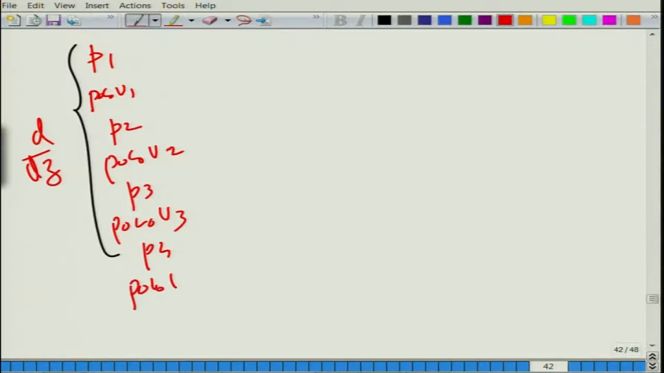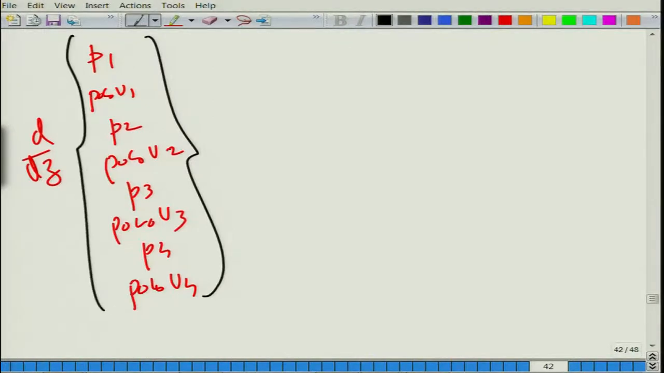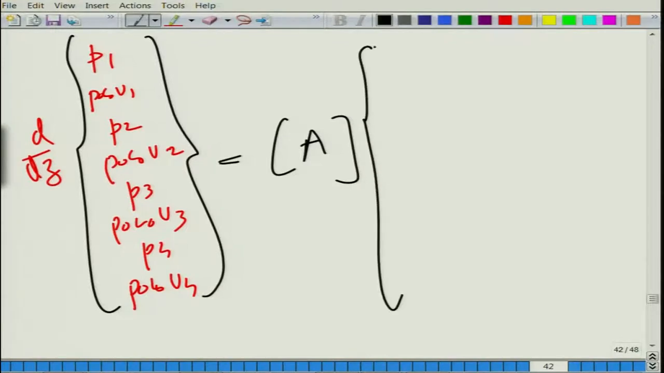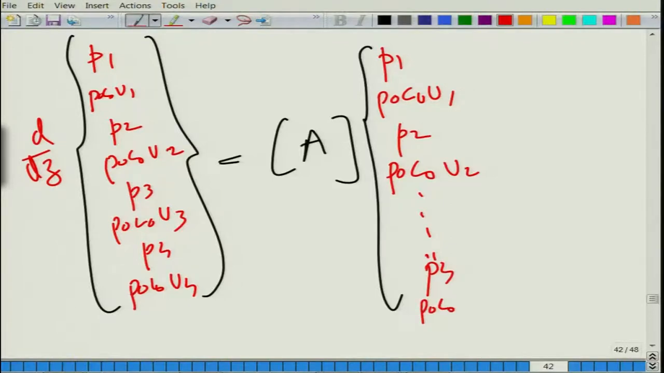P4, rho naught, C0, U4, and this is your this thing. P4, rho naught, C0, U4. So you really have an 8×8 matrix. And then we are gradually moving towards what is called network analysis. That will be part of next week, week 10's content.